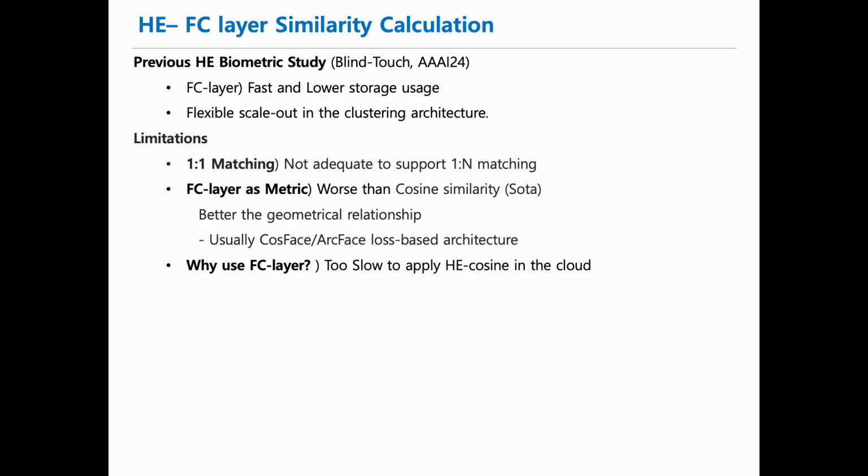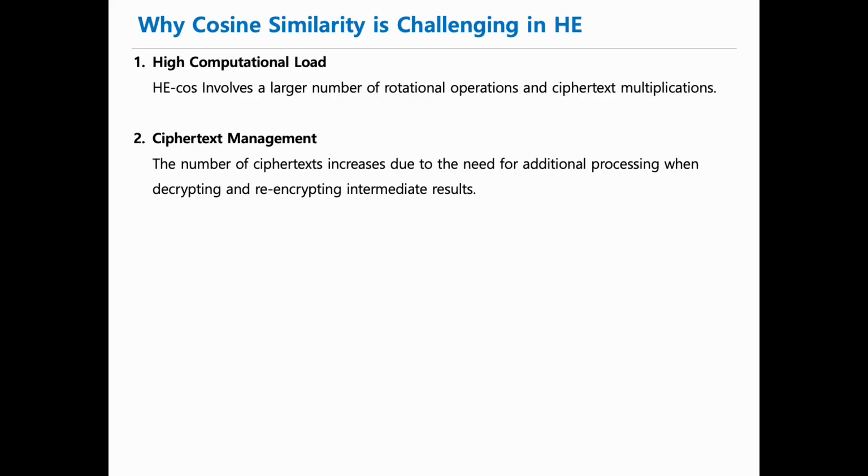In contrast, most biometric recognition architectures adopt cosine similarity-based metrics for one-to-n matching, as they better preserve geometric relationships. The reason we employed an FC layer in BrainTouch was to mitigate the computational overhead of homomorphic encryption, which is inherently slow.